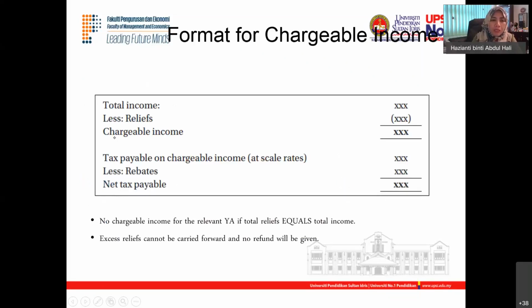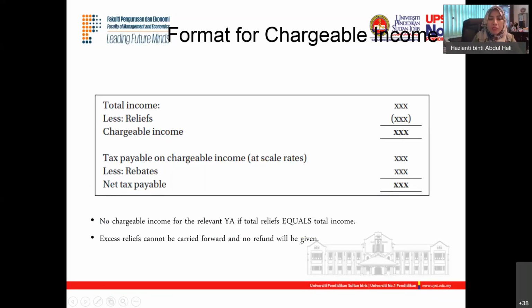So, okay, ini yang tadilah from total income, we minus the relief, we get chargeable income, and then from the chargeable income ni kita calculate tax payable at scale rates. Rebates kita tolak dekat bawah ni. Nampak relief kat atas, rebate dah lepas dapat tax payable, baru kita tolak rebates. So dapatlah the net tax payable, which is normally lower lah.